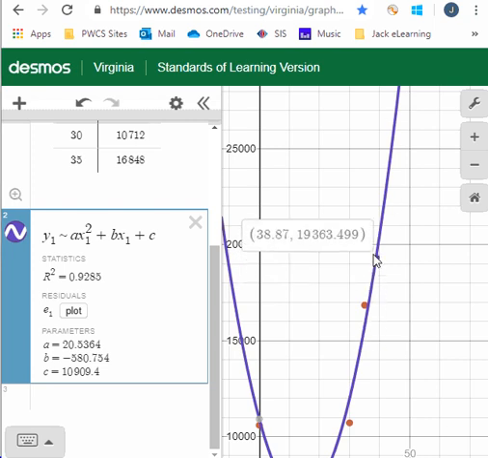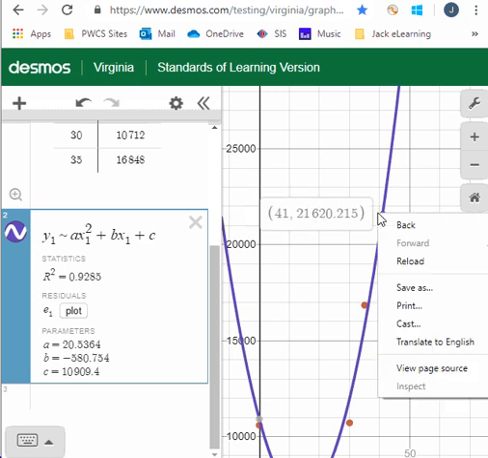You can also do this graphically using Desmos. If you select the graph, you can trace it. You can actually trace it right to that value that we have in question, 21,620.